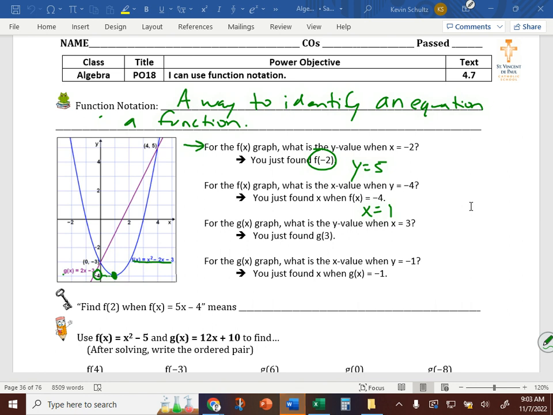And this is going to be kind of the crux of what we use function notation for. You will be asked to find things like f of negative 2. You'll be asked to find things like x when f of x equals negative 4.